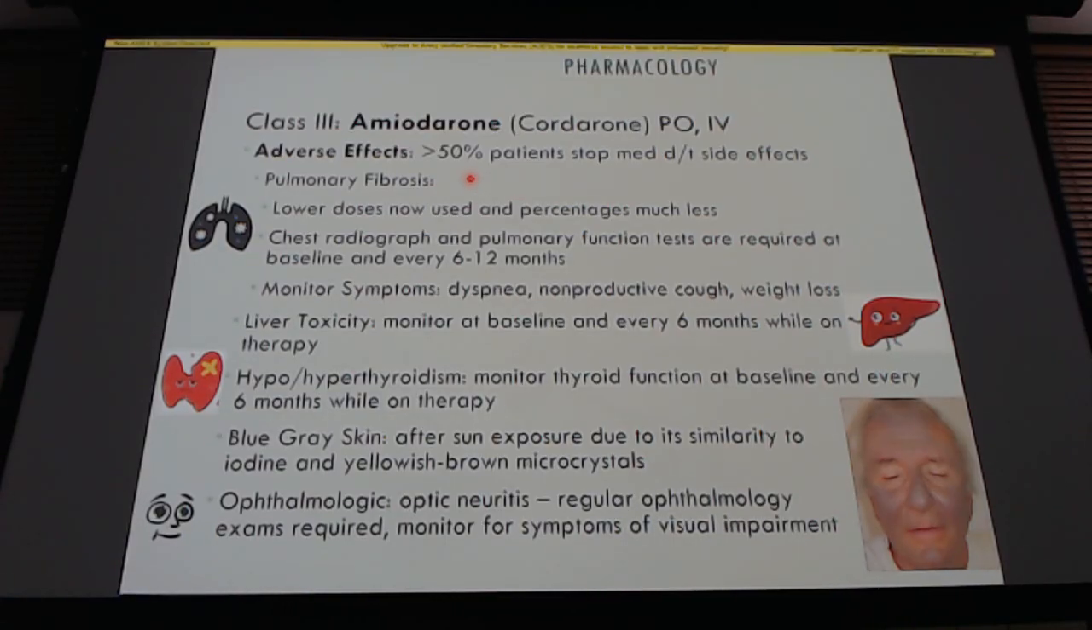So you're going to take their baseline, and every 6 to 12 months, you're going to check them out to make sure that they're not experiencing any pulmonary fibrosis. They're telling you, hey, I'm starting to cough more. These are things that you're also going to tell them to look out for. Shortness of breath.